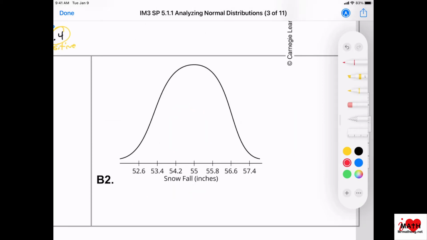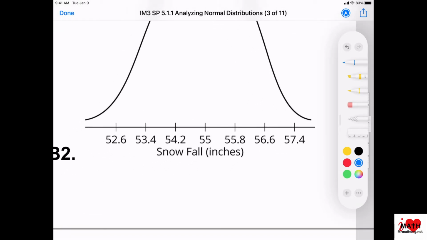For example, B2 here, we're supposed to find the mean and the standard deviation of this normal distribution. This is normal because it's symmetrical. And if you locate the middle, just put your finger or pencil at the middle. It's right here. That is our mean. Our mean is a measure of center, the center. That's definitely going to be shifting later, but I just want you to help locate it. Snowfall inches, it is 55.